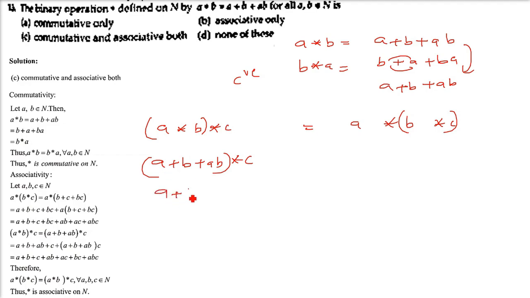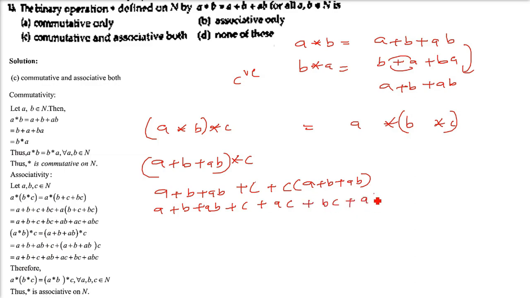So A plus B plus AB plus C, multiply both of these. Just multiply A plus C into A plus B plus AB. So we get A plus B plus AB plus C plus AC plus BC plus ABC. Now I'll do the second one and we'll see whether they match later.